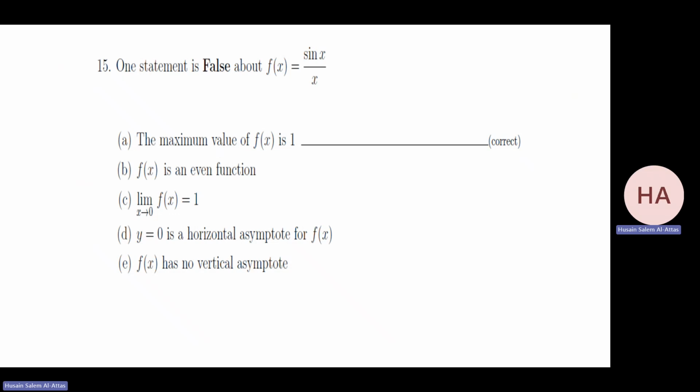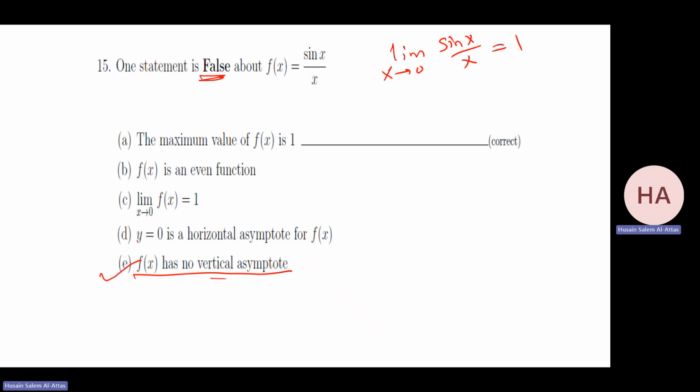This one, I don't think we can do it easily. Has no vertical asymptotes? Yes. Why is this true? Because my potential vertical asymptote is x equals 0, but I know this limit is equal to 1, special limits. So this is, he wants the false, huh?